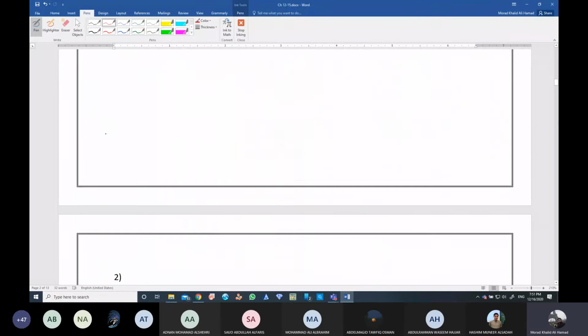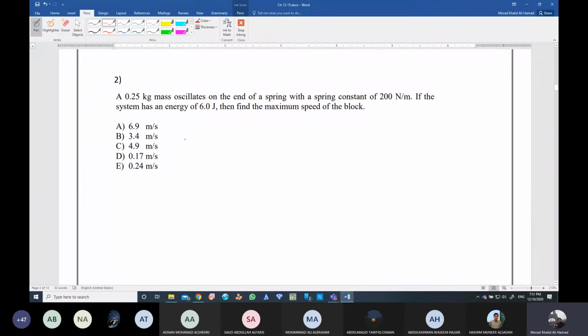Another question, Shabab. Here we have a 0.25 kilogram mass that oscillates on the end of a spring with spring constant k equal to 100 newtons per meter. If the system has energy E equal to 6 joules, find the maximum speed of the block.